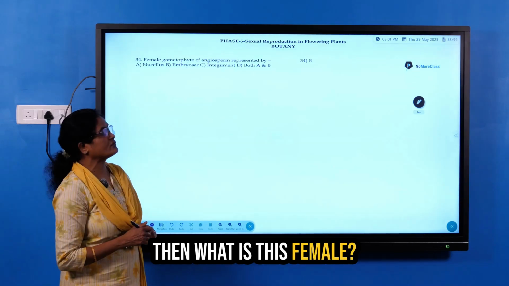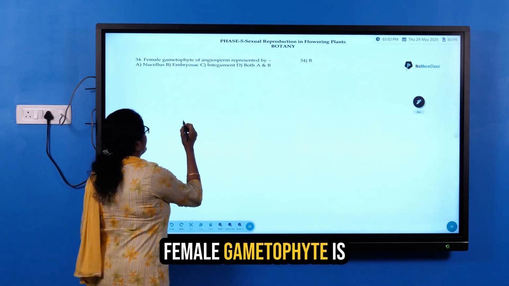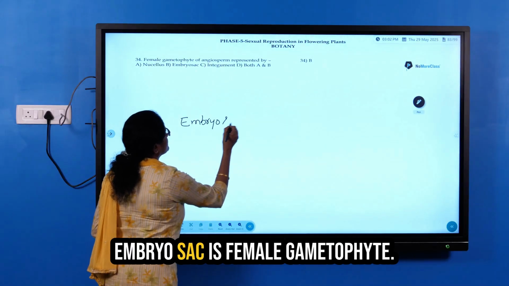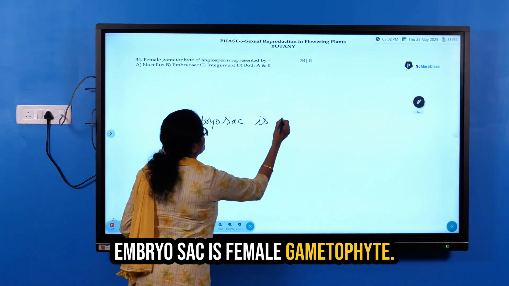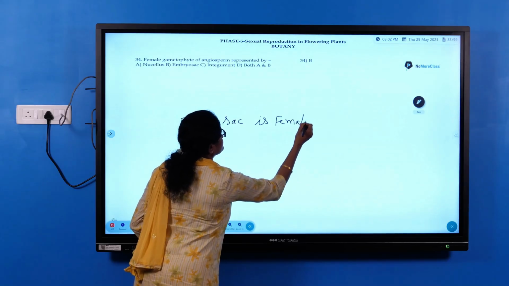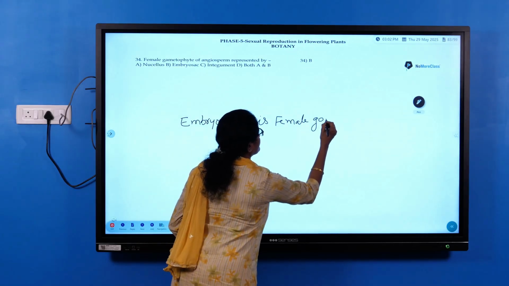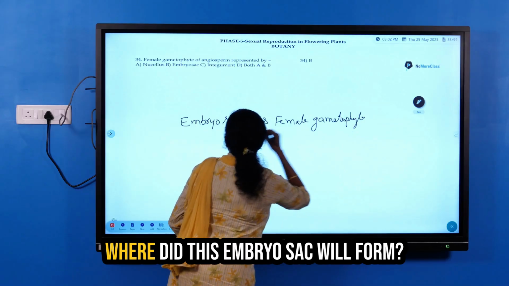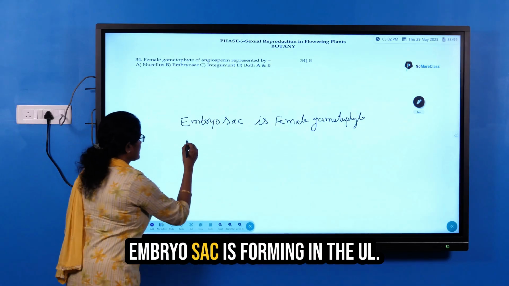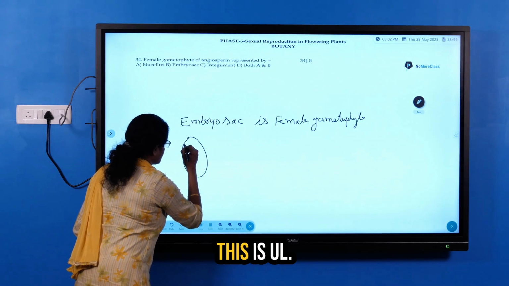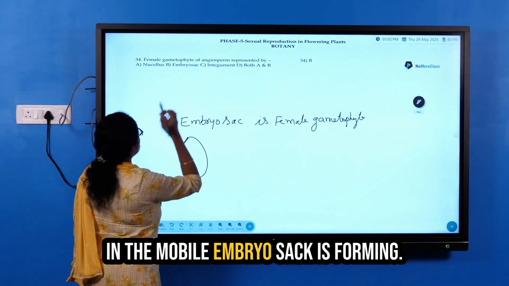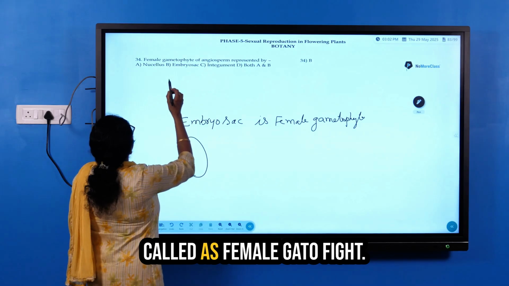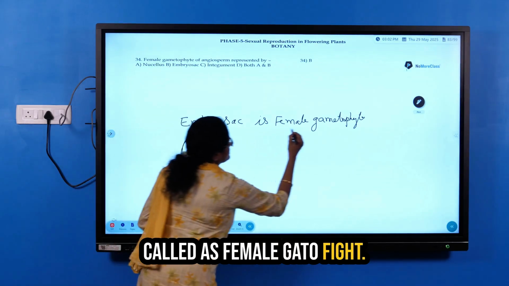Then what is the female gametophyte? Female gametophyte is nothing but the embryosac. Embryosac is the female gametophyte. Where will this embryosac form? Embryosac is formed in the ovule. This is the ovule. In the ovule, embryosac is formed. This embryosac is also called the female gametophyte.